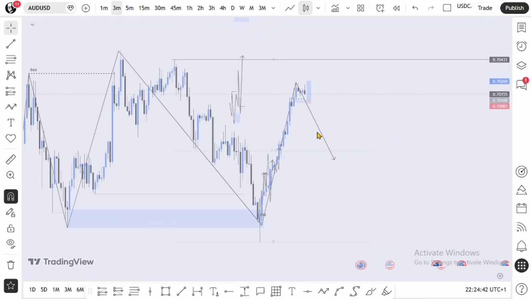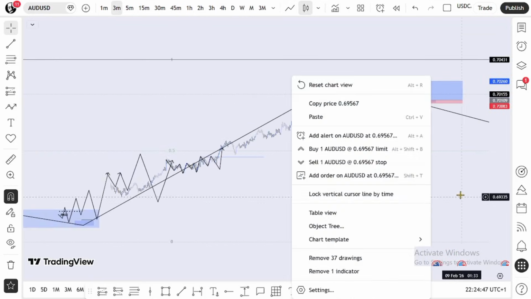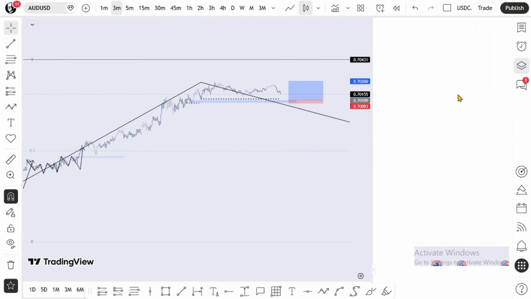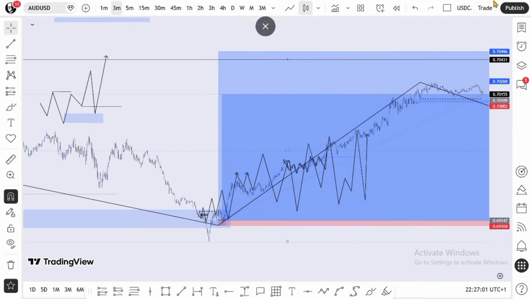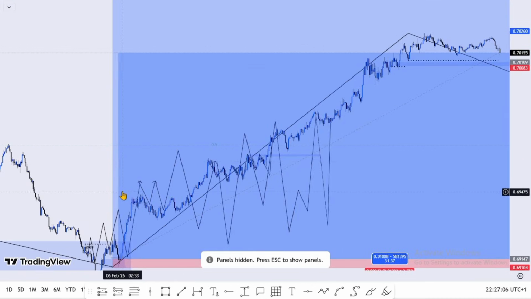So I hope you guys understand this. Let me put this back. Alright, so back to what I was saying. I hope you guys understand what I'm trying to say. You can see how we usually get this sniper entry.